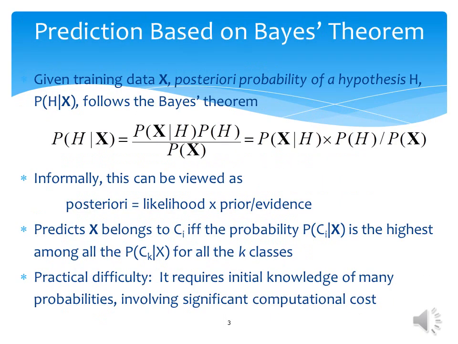In prediction, we apply Bayes' theorem to find the class with the highest posterior probability. Formally, P(H|X) is proportional to the likelihood times the prior, divided by the evidence. Practically, we choose the class Ci with the highest P(Ci|X). The challenge is estimating the many probabilities involved, which can be computationally expensive.